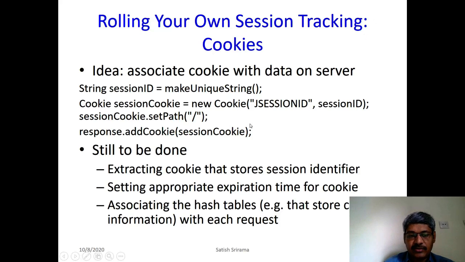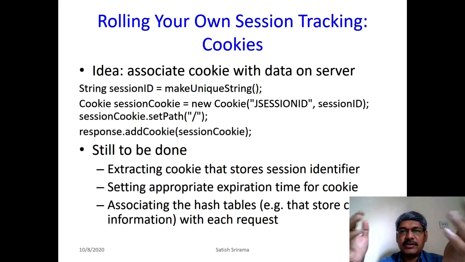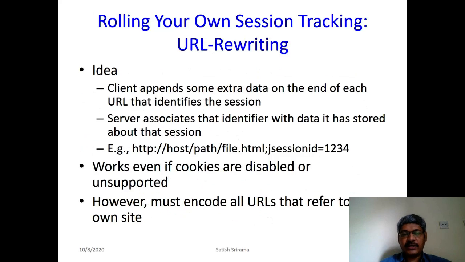But there are several things you have to take care of yourself. Extracting the cookie that stores the session identifier is your responsibility. Setting the appropriate expiration time for the cookie is also your responsibility. Most often websites maintain session timing of something like 10 minutes to half an hour. So you have to set the expiration time for the cookie, something like that. Okay, and then associating this cookie to the hash table for each and every request which is actually coming to your website is your job. Okay, but using cookies you can do this sort of session tracking. There are also other approaches using which you can actually track the user.